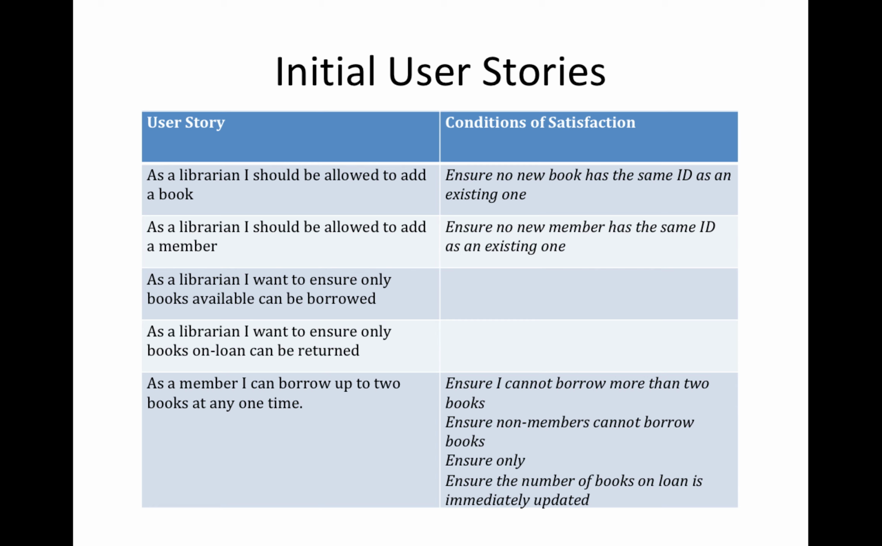In this case, the librarian wants to make sure that you don't end up adding two books with the same ID, and similarly two members with the same ID. The system should automatically check that. And a librarian may also want to ensure only books that are available can be borrowed. In other words, the books which are on loan or on hold should not be borrowed. I want to ensure that only books on loan can be returned, right?